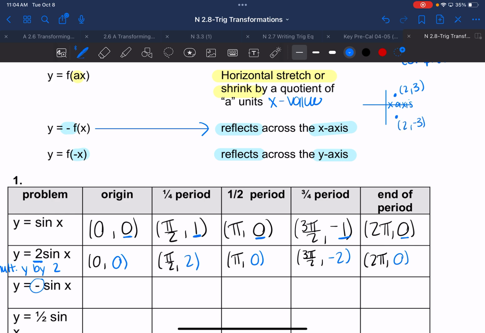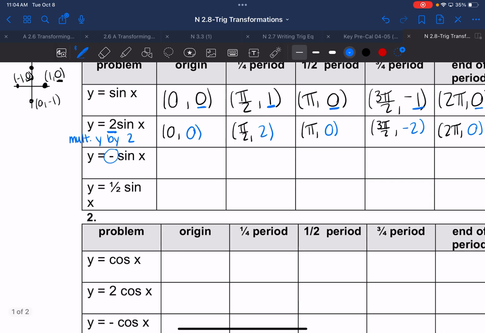Because it still went over the same amount, right? It just went down instead of going up. Okay? So what's the only thing that changed here then? The y value, right? It changed signs. So basically it was like multiplying it by negative 1. Okay? So that's exactly what we're going to do here. Multiply y by negative 1. So that means, again, none of my x's are going to change. It's still 0, pi halves, pi, 3 pi halves, and 2 pi.